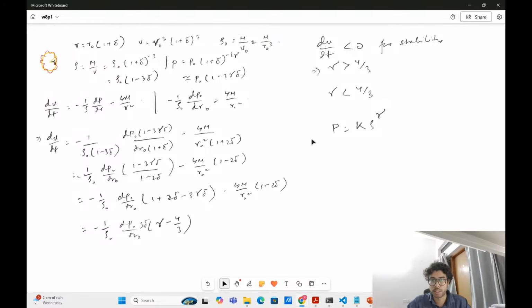polytropic equation of state, P equals K rho to the power of gamma, right? So you see that if gamma is high, that means pressure will be high, right? So pressure will respond much more quickly to changes in gravity, right? And therefore, any perturbation that you create, pressure will respond immediately and try to reduce the perturbation, right? It will balance gravity very effectively.